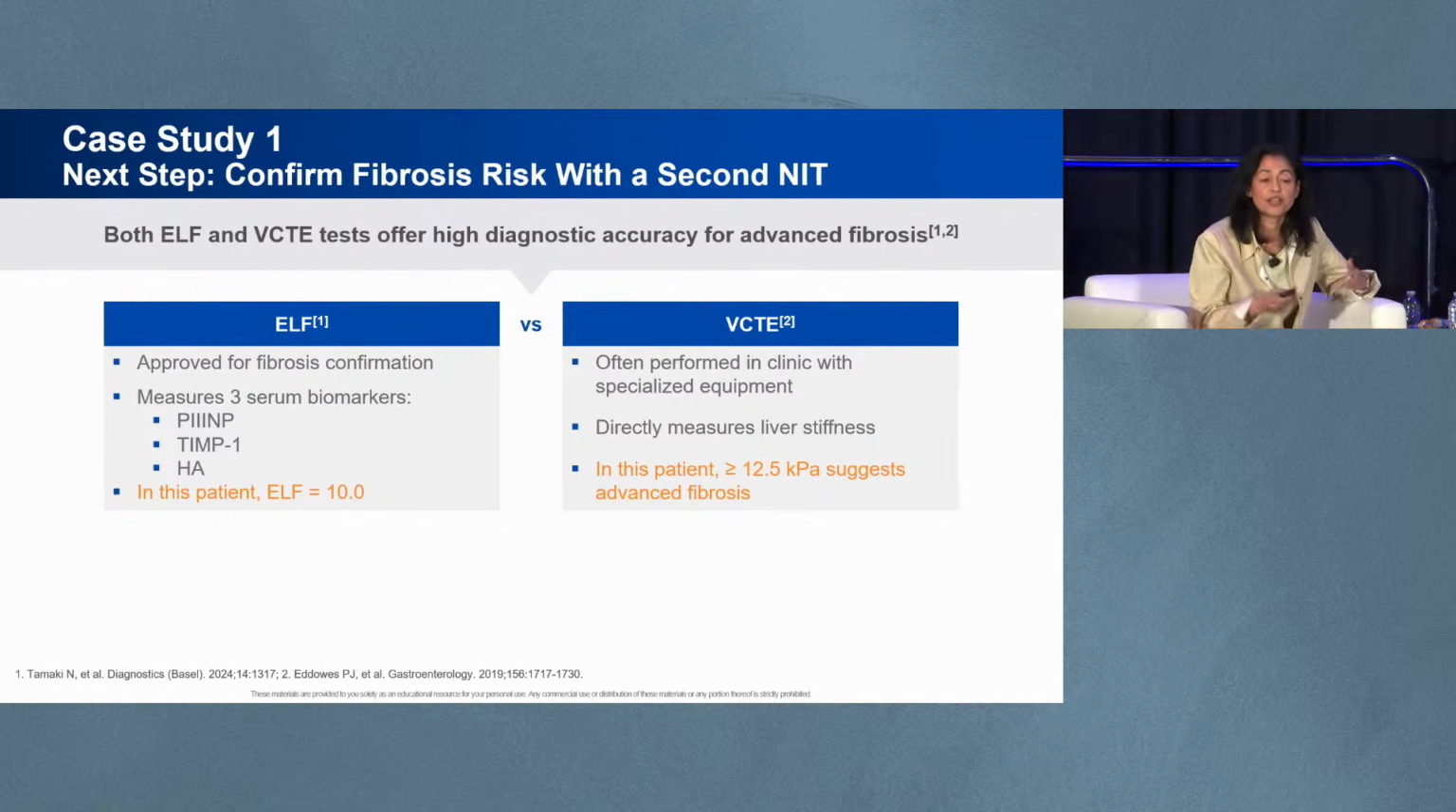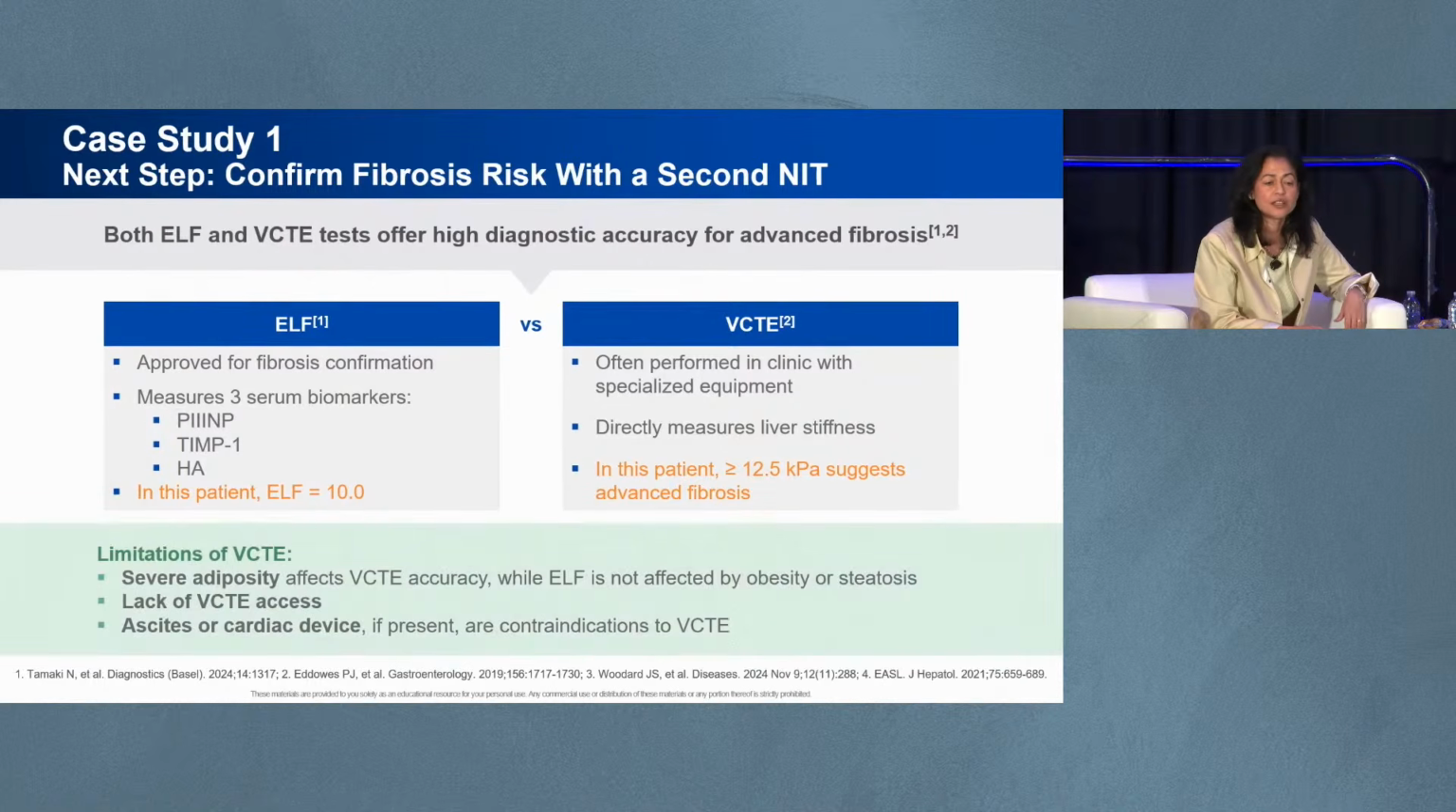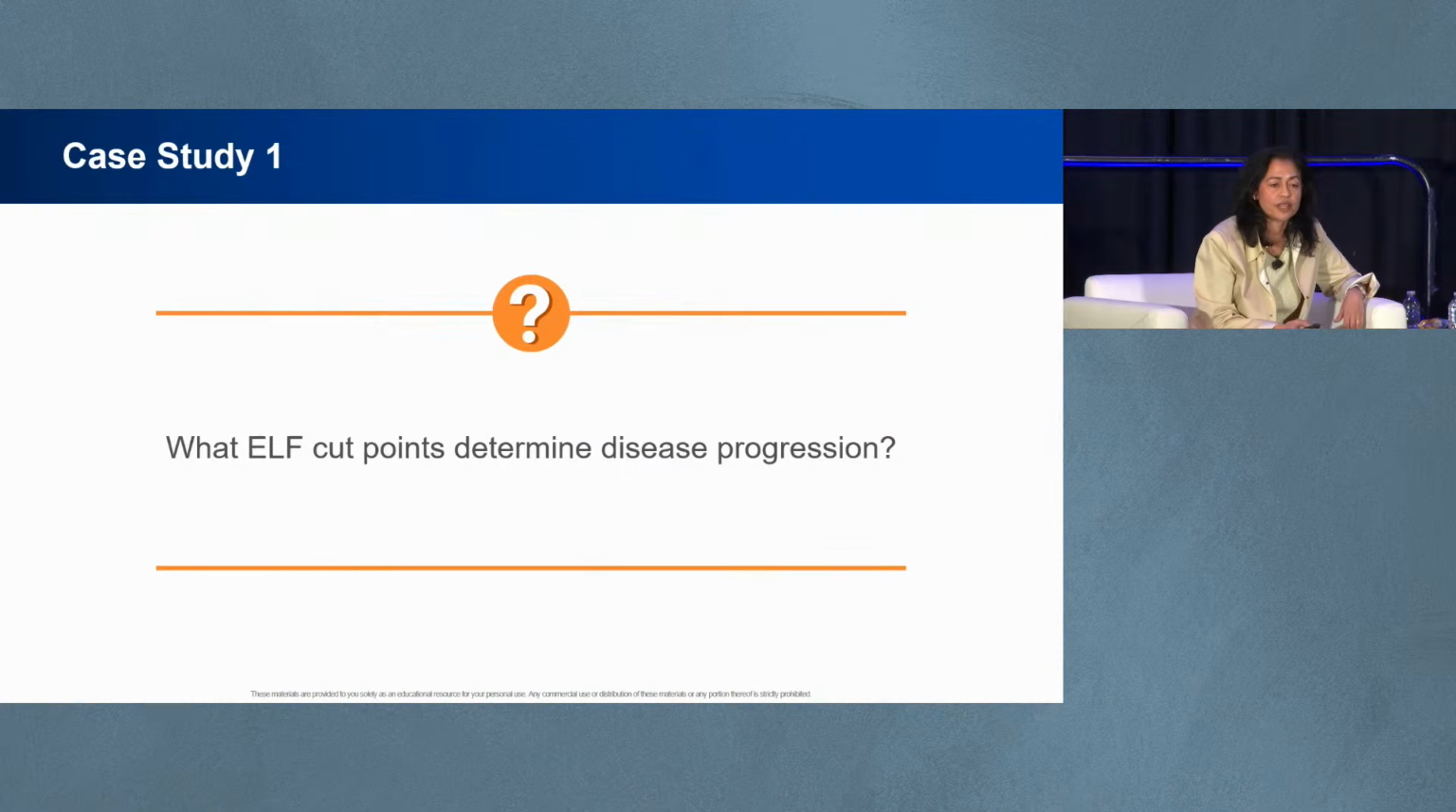Depending on what you have available, either one is an option. You have ELF, and in this case, the patient's ELF was 10, and the VCTE was 12.5. So in both cases, this is suggestive of advanced fibrosis. The limitation of VCTE is that when you have a really high BMI, sometimes it's difficult to get the VCTE, and that's where ELF can be helpful if you don't have access to VCTE and if there are other contraindications.